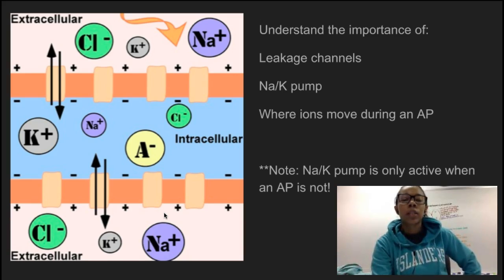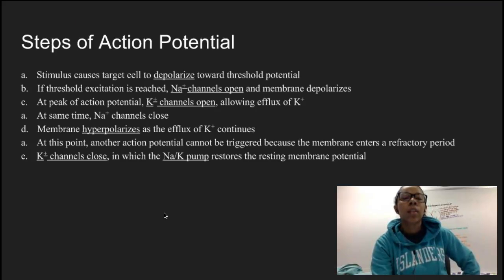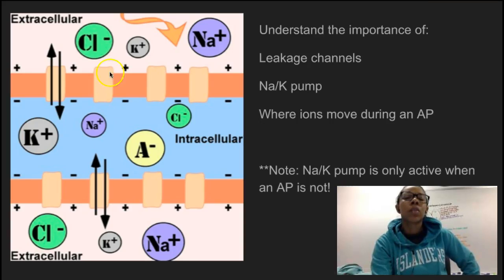The first step is, I'll go to this slide. Well, A was you reach your threshold level. B, when you reach your threshold level, you're going to open your sodium channels. So now let's think of where sodium is. Sodium is primarily on the outside of the cell.